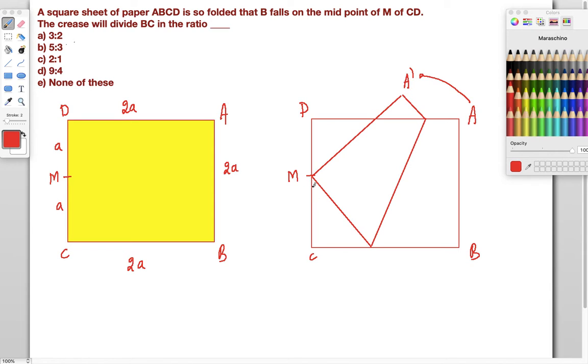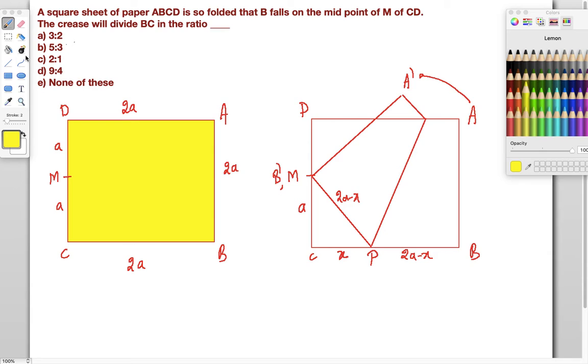Alright. Let me mark this point as P, and assume that the length CP is equal to x. So the length PB is going to be equal to 2a minus x. And MP is also equal to 2a minus x, because remember this M is nothing but B dash, the point B I've coincided with this one. So this is also equal to 2a minus x. And the length MC is equal to a.